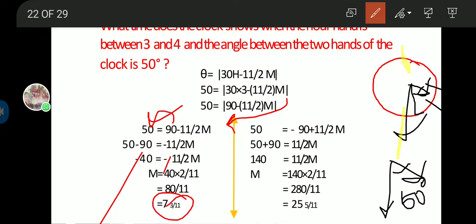Next, 50 equals 90 minus, plus half, because this is mod, right? This is mod, which means we first do whatever is there, and the minus also we should do. 50 minus 90 plus 11 by 2 m. 140 equals 11 by 2 m. m equals 25 5 by 11.